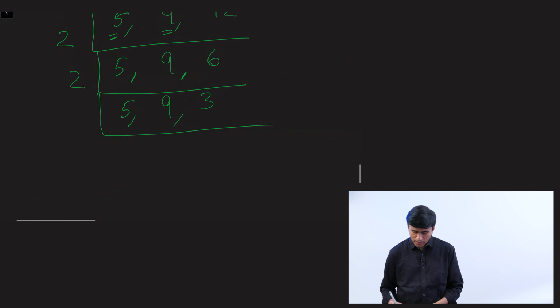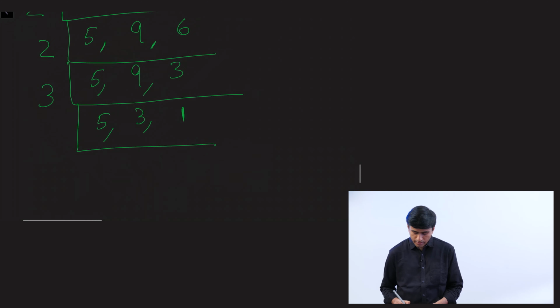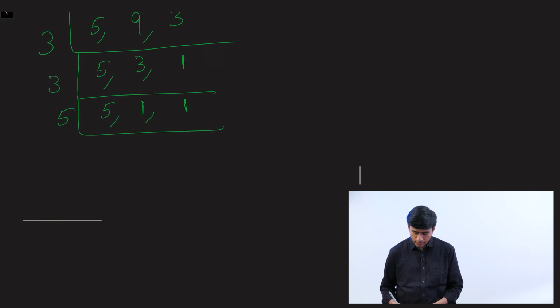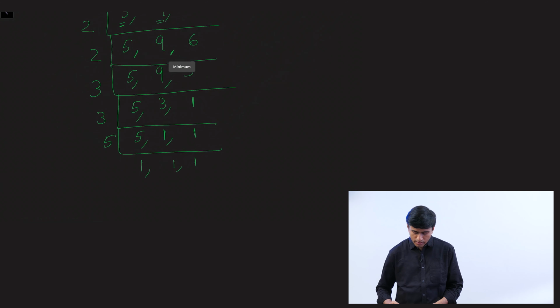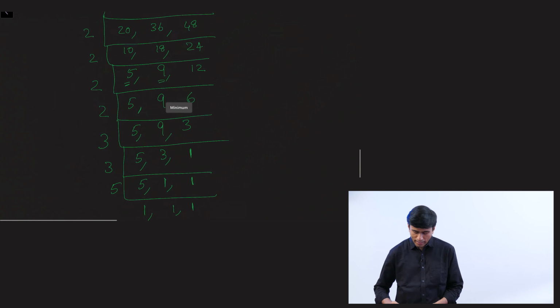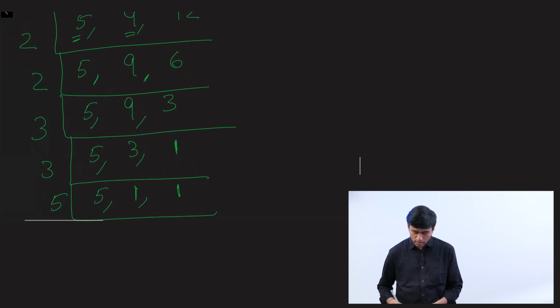If you look at all the numbers, now we can use 3. We bring 5 as it is. 3 3s are 9. 3 1s are 3. Now let's see 3 again. We bring 5 as it is. 3 1s are 3 and 1. The last prime factor should be 5. 5 1s are 5. 1 1. This kind of division is done till you get 1 as your remainder.